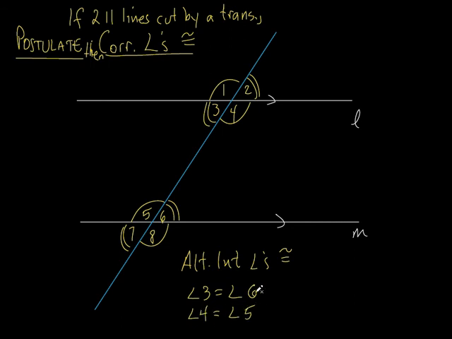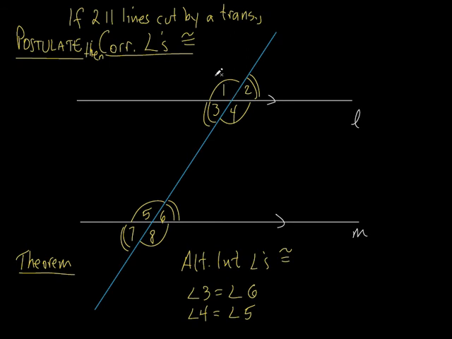Everybody see that? And what's your reasoning? Why does angle 3 equal angle 6? Because alternate interior angles are equal. Now this is not a postulate. This is actually a theorem. A theorem you can actually prove. A postulate is just something that's already accepted as fact. We kind of came up with this theorem, didn't we?